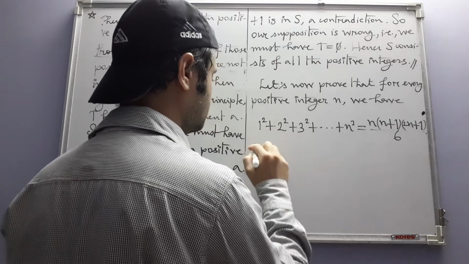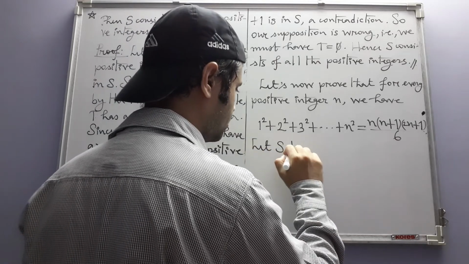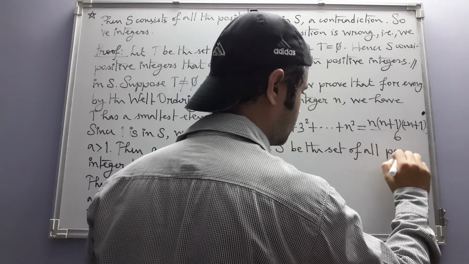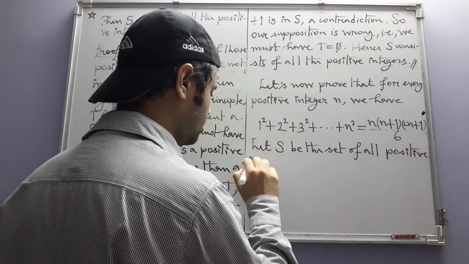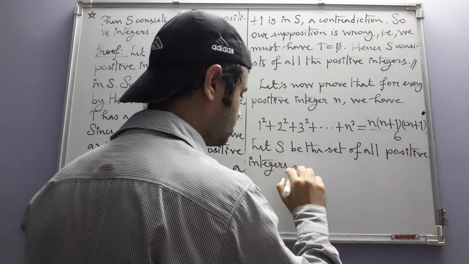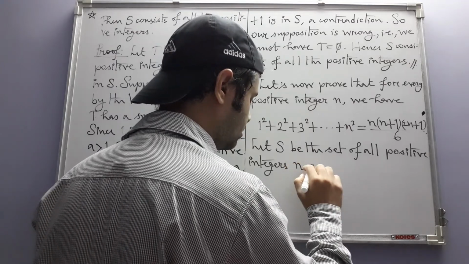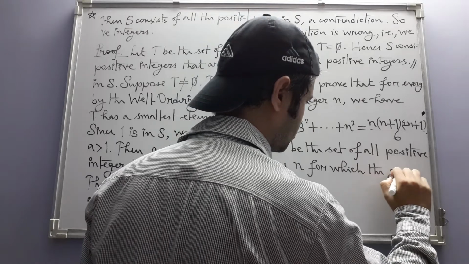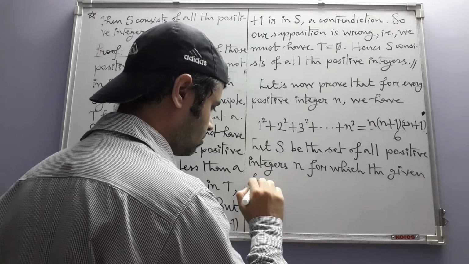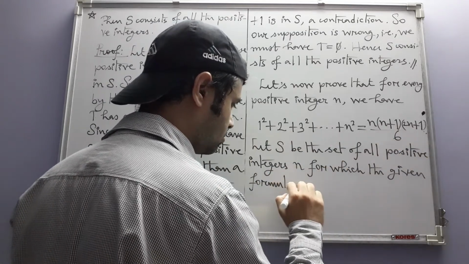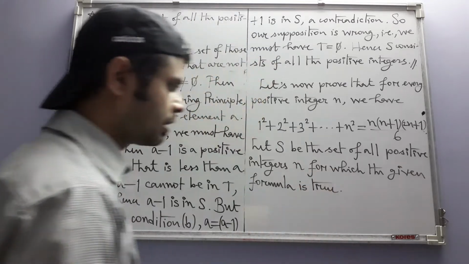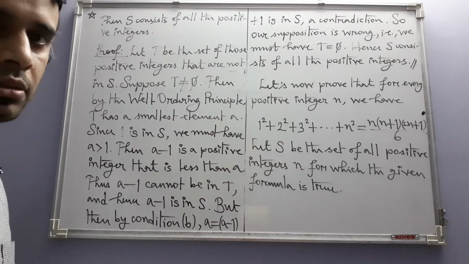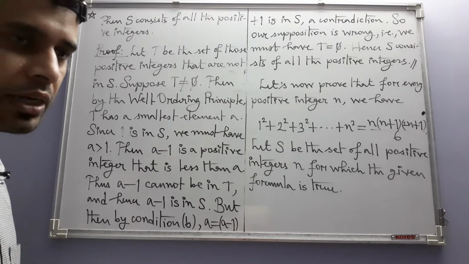So we start the proof like this. Let S be the set of all positive integers n for which the given formula, this one, is true. Our aim is to show that S is the set of all positive integers, so that for every positive integer this formula will be true. And the method, of course, is by the first principle of finite induction.